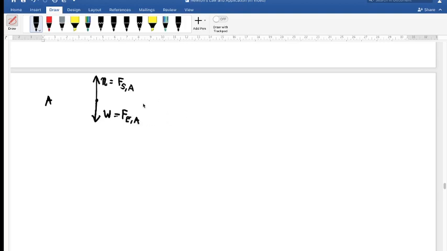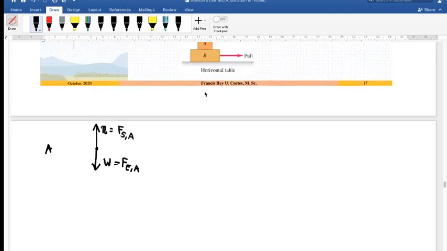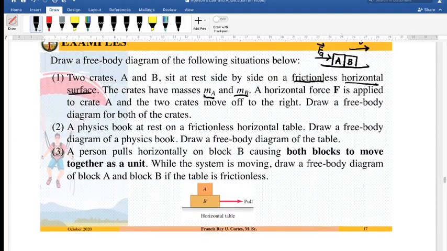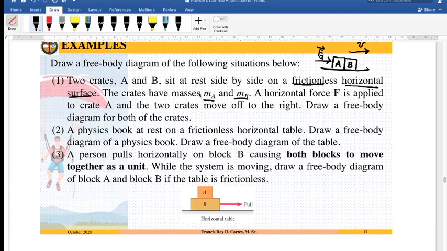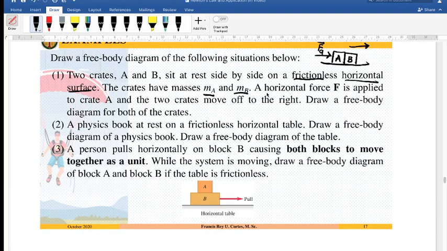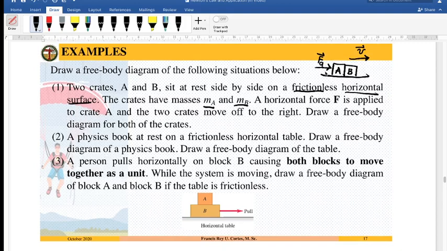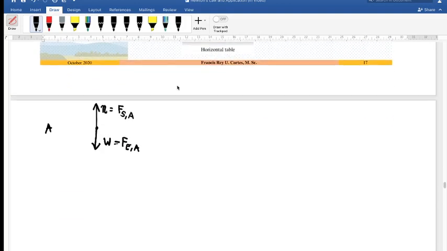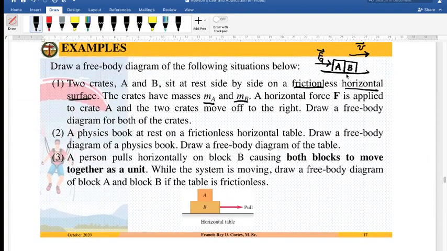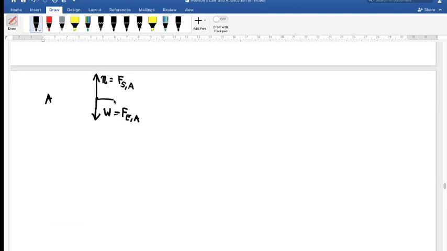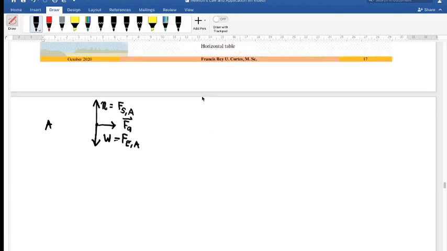Okay, so you have to take note of the forces on crate A. You will eliminate all the forces that are not acting on crate A. So what else? Of course, the applied force, right? Because the force is being applied on crate A, so you have to put also the force on crate A. You draw it there. So this is the force applied. What else? Is there any more?